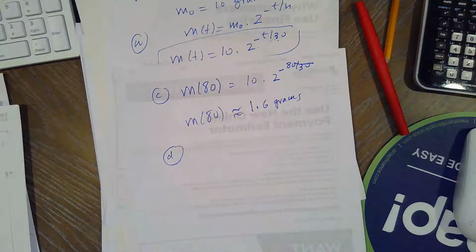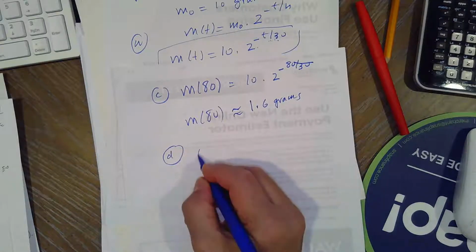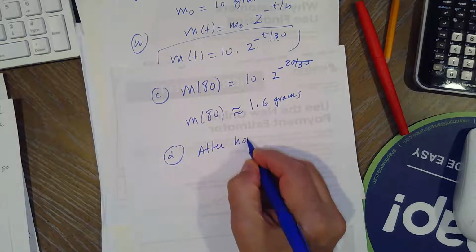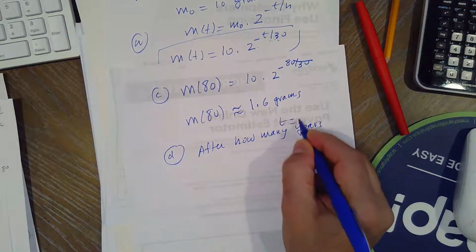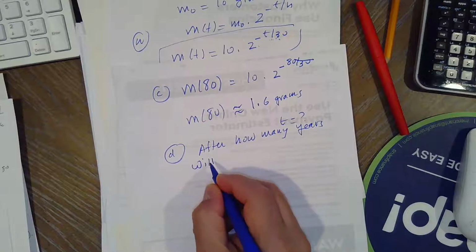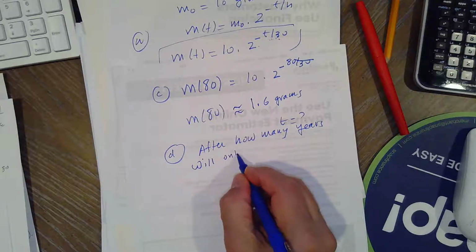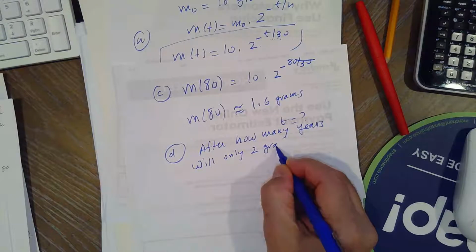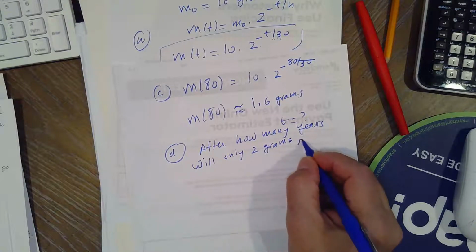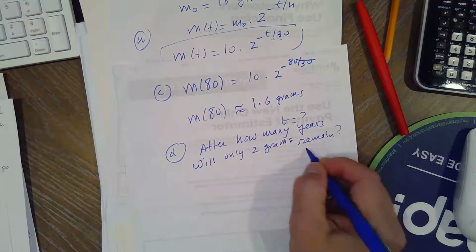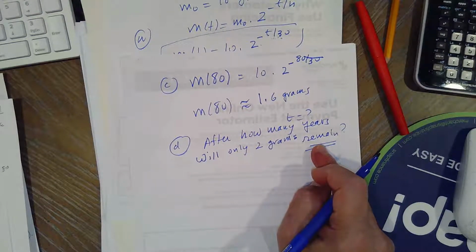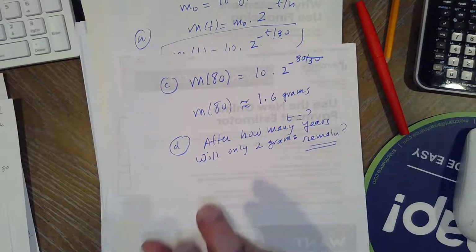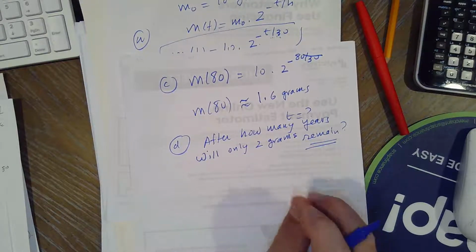Part D. After how many years will only 2 grams of the sample remain? After how many years? So obviously they want t. Only 2 grams remain. Remember, we're always interested in what remains. If they had said, oh, when 2 grams decay, that means 8 grams remain, right? Because we started with 10. But they give us the remaining. That's what we're going to put in the formula.